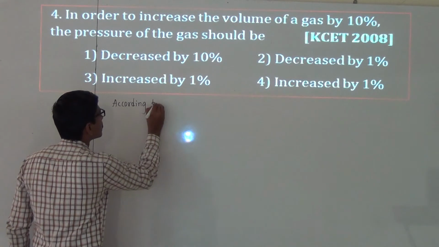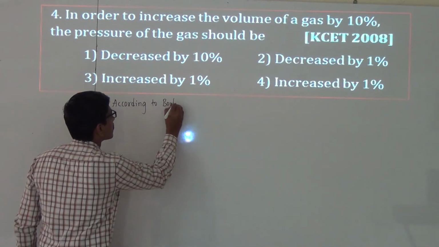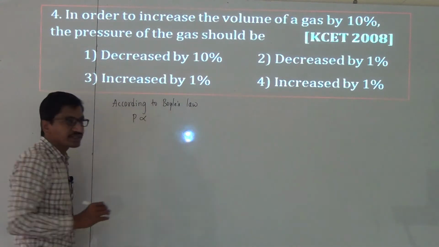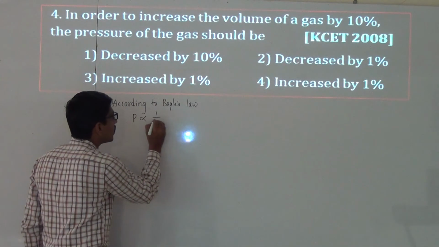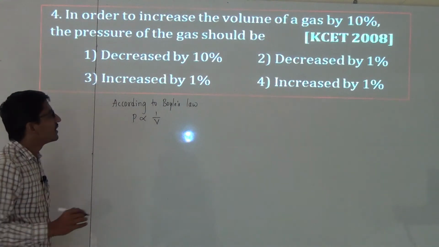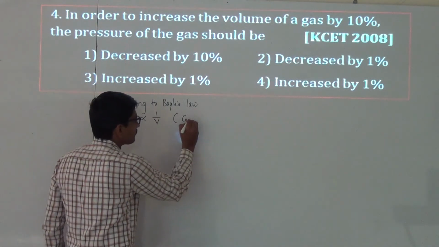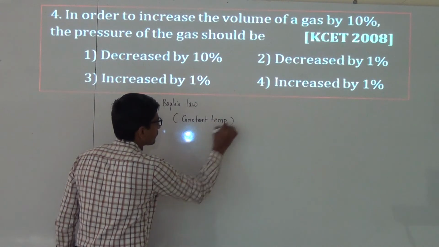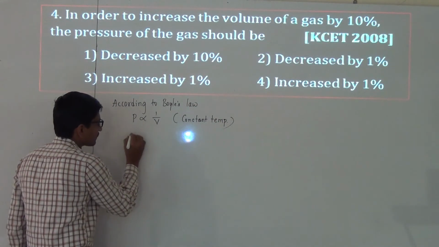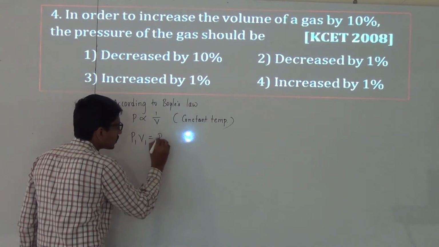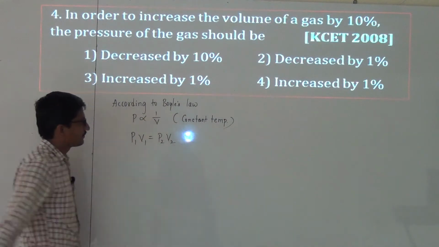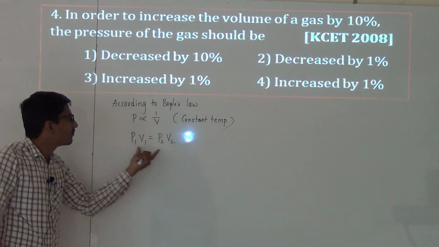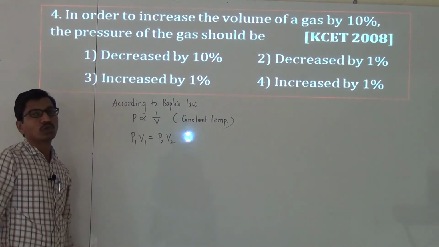According to Boyle's law, pressure of the gas is inversely proportional to volume at constant temperature. In this, P1 V1 is equal to P2 V2. By cross multiplying, PV is equal to constant and P1 V1 is equal to P2 V2.